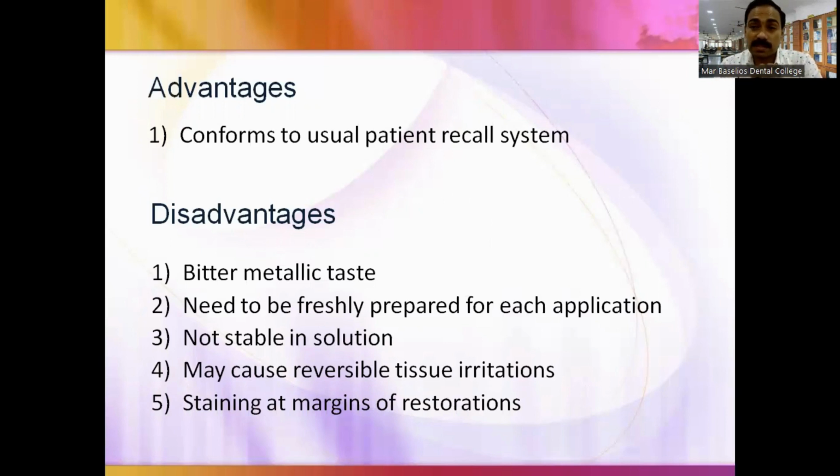And the disadvantage is that there are a lot of disadvantages for stannous fluoride. That is why we are not using stannous fluoride very commonly, because it has a bitter metallic taste. It has to be freshly prepared for each application. It is not very stable in solution, and it may cause reversible tissue irritation and even staining at the margins of the restorations. So because of all these disadvantages, the metallic taste, tissue irritation, staining at the margins of restorations and everything, we use stannous fluoride very little, even though it has a good caries prevention capacity.